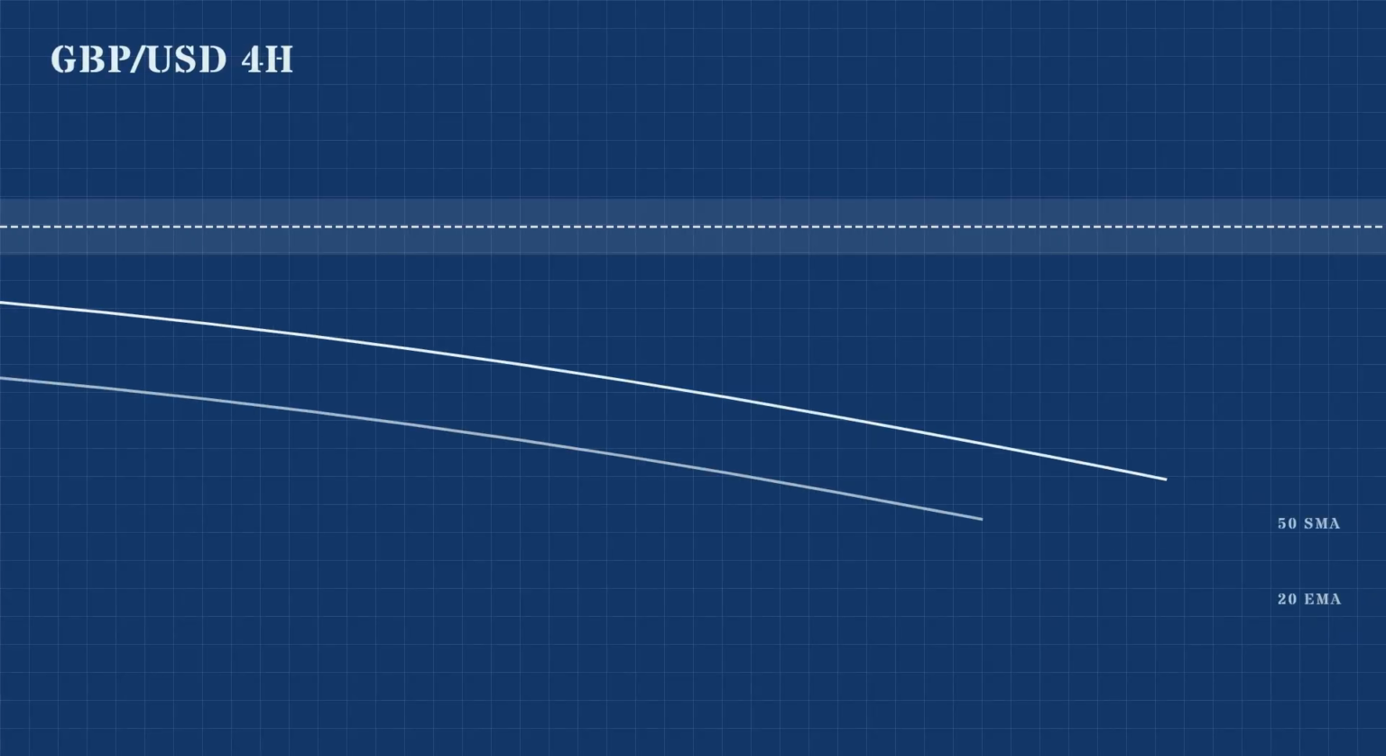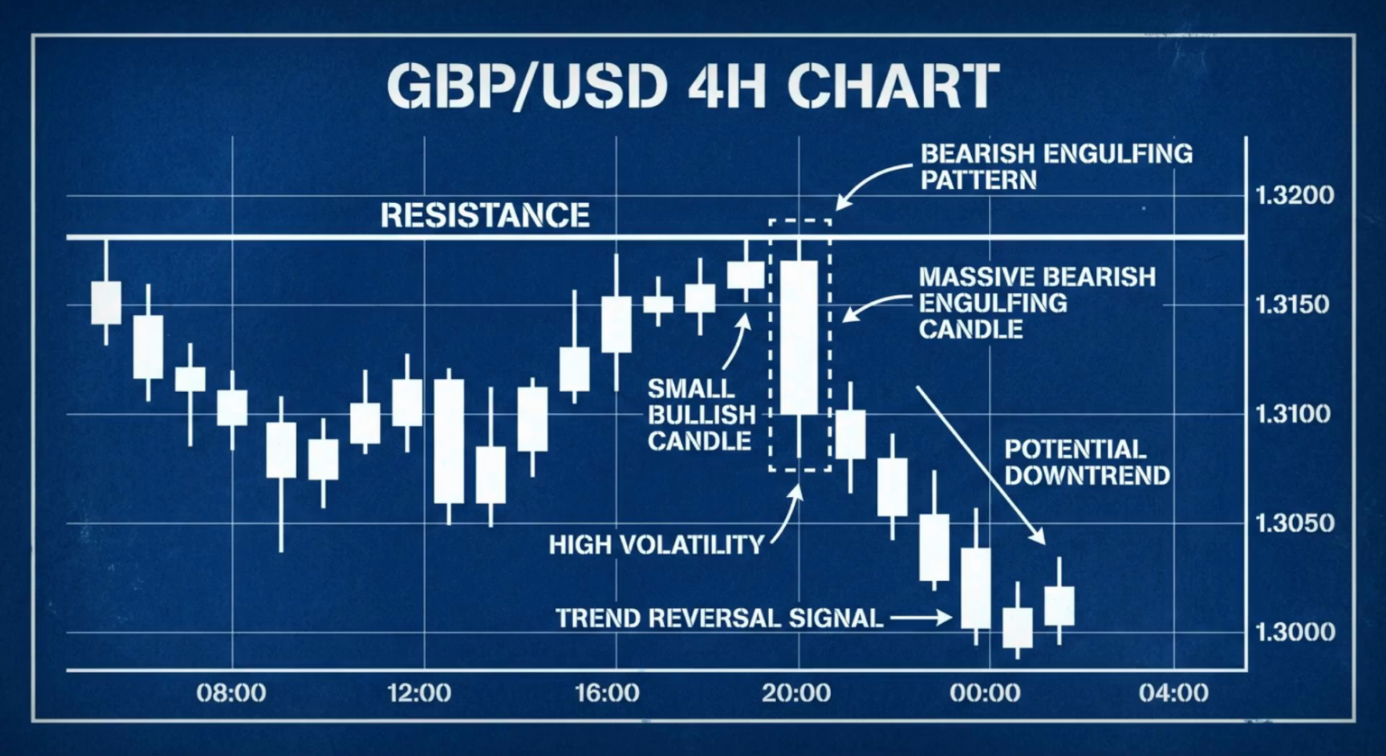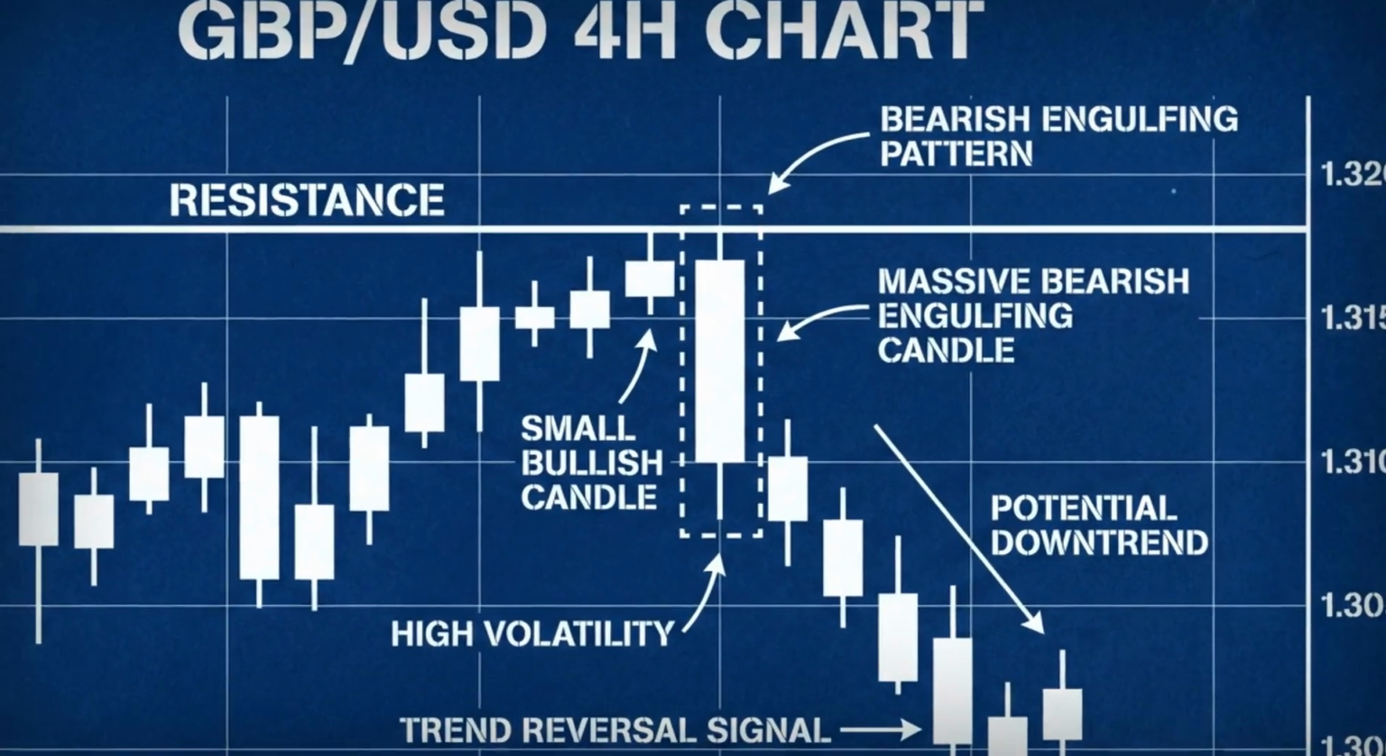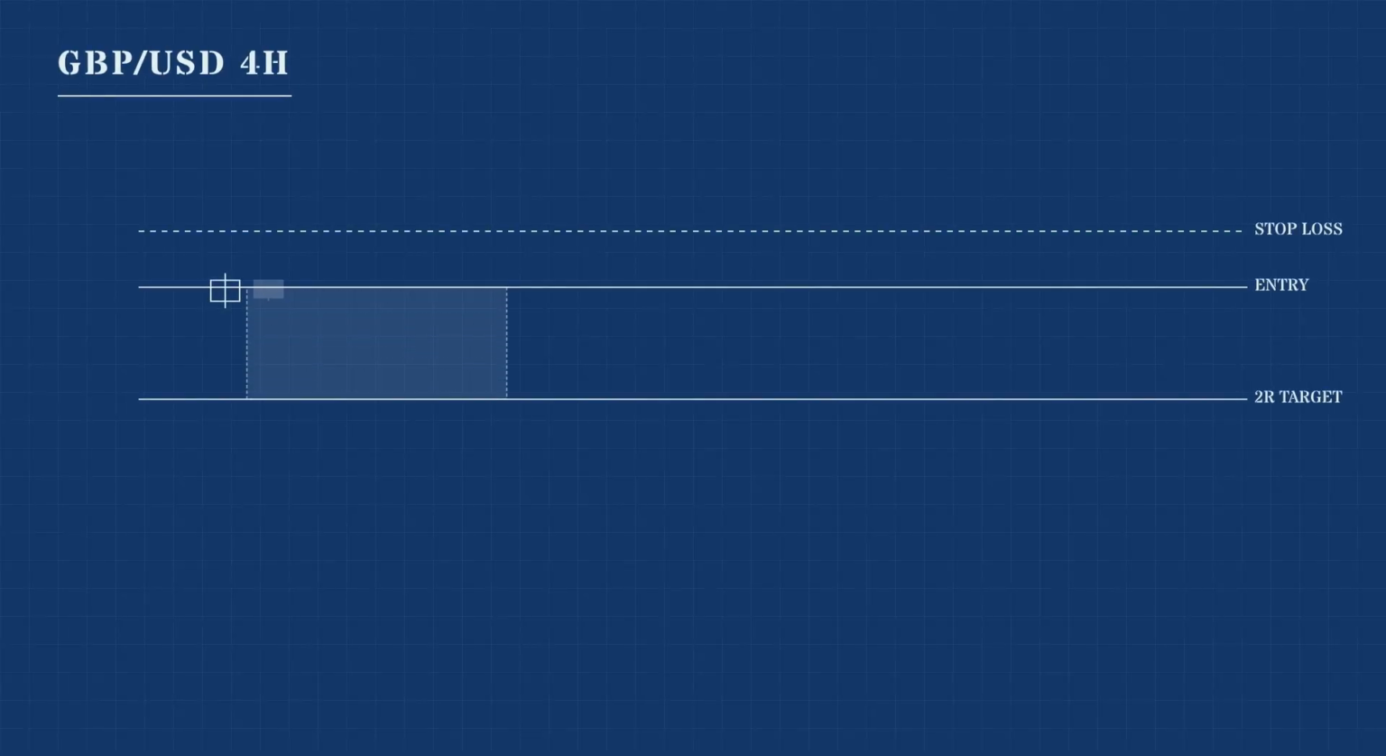GBP/USD. The trend is down and the EMAs are fanned out. See how price rallies back to the resistance level? This is the pullback in a downtrend. We get a bearish engulfing candle right at the zone. That's the green light to look for a short entry. Again, we manage our risk with a 2R target. Consistency is about following the math, not hope.